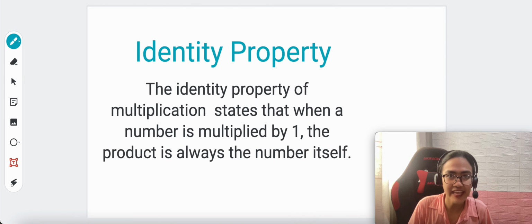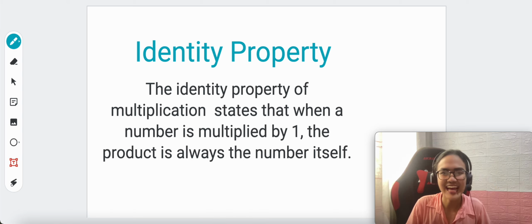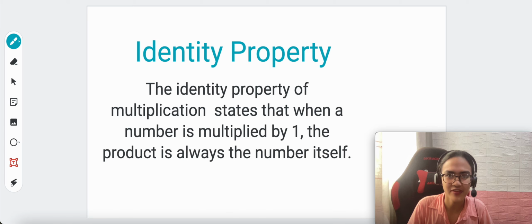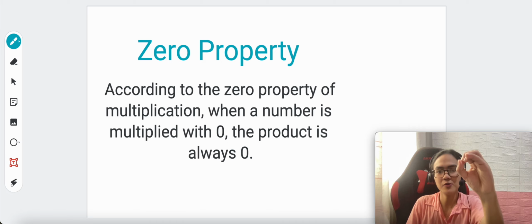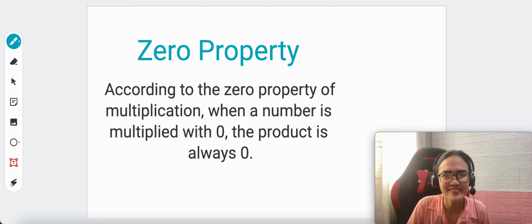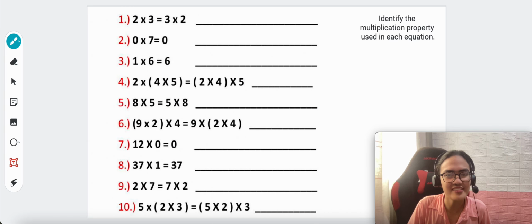The identity property states that any number multiplied by 1, the answer is the number itself. While the zero property of multiplication states that any number multiplied by 0, the product or the answer is always 0. Okay, so let's do some exercises and let's identify the multiplication property used in each equation.